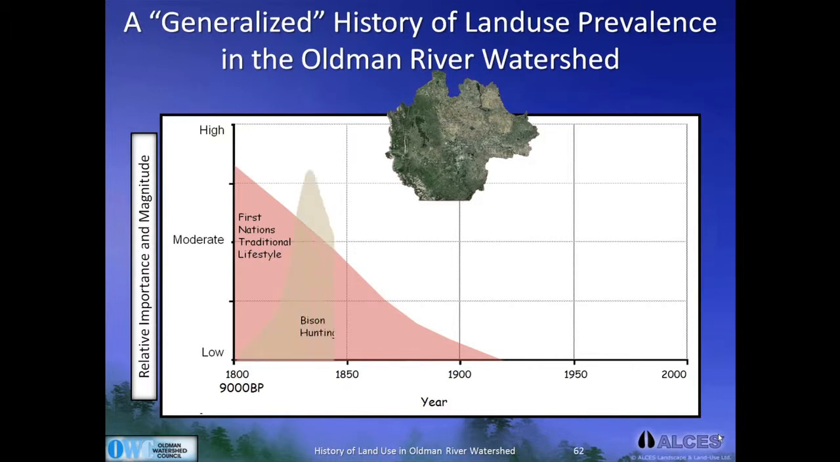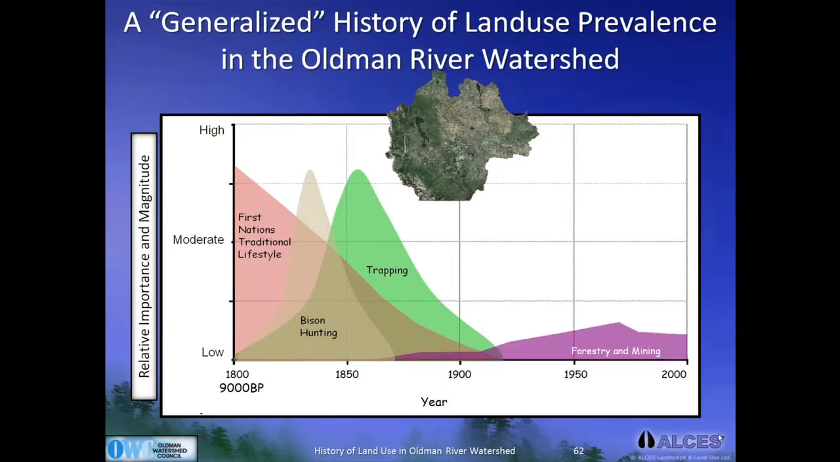Following their dominance, starting in basically the early 1800s, peaking probably about 1830 and dying out about 1870, was a land use in which almost all non-Aboriginal and many Aboriginal people were involved, and that was bison hunting. That was replaced by trapping. There was a time where, again, almost all European people and First Nations were involved in trapping. Forestry and mining arrive and have been occurring for a couple hundred years, but have never been a dominant or overwhelming land use on this landscape.